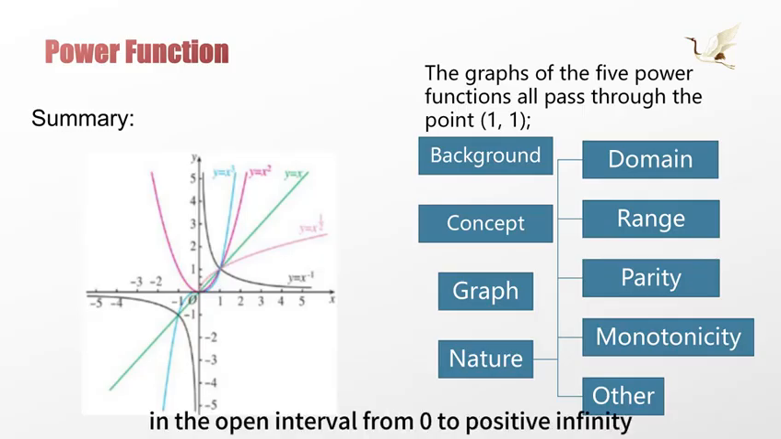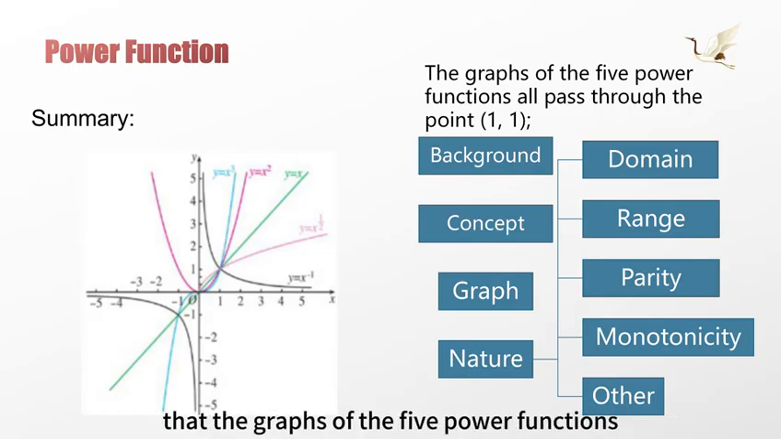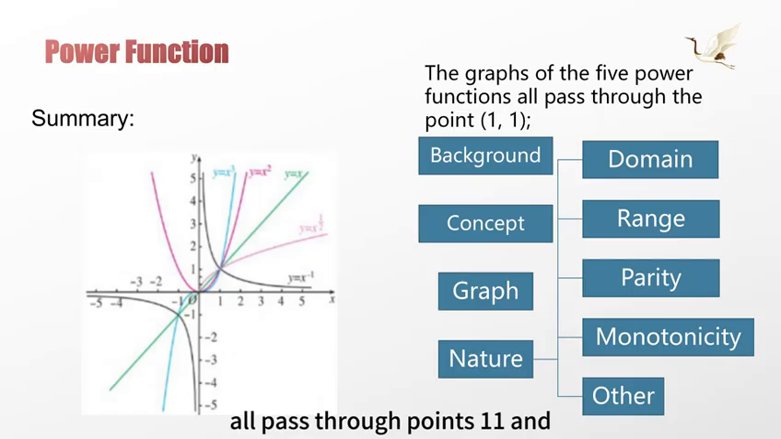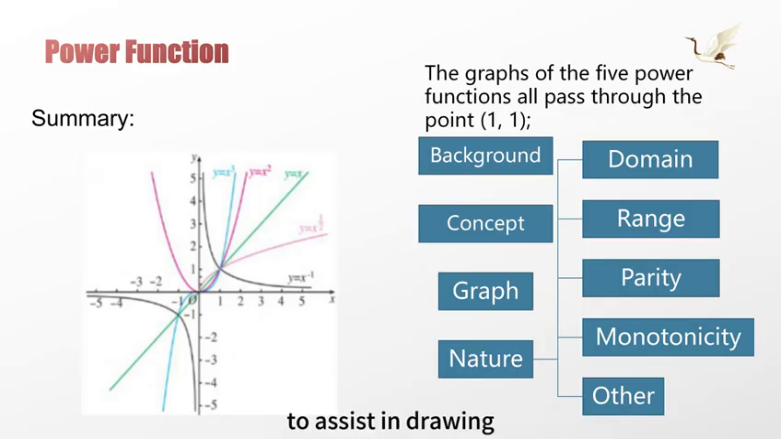In addition, we also found a commonality among them, that the graphs of the 5 power functions all pass through the point (1,1), and the characteristic of y equals x to the negative power. We used the graph of functions to study their corresponding properties, and conversely, we can also use the properties of functions to assist in drawing.